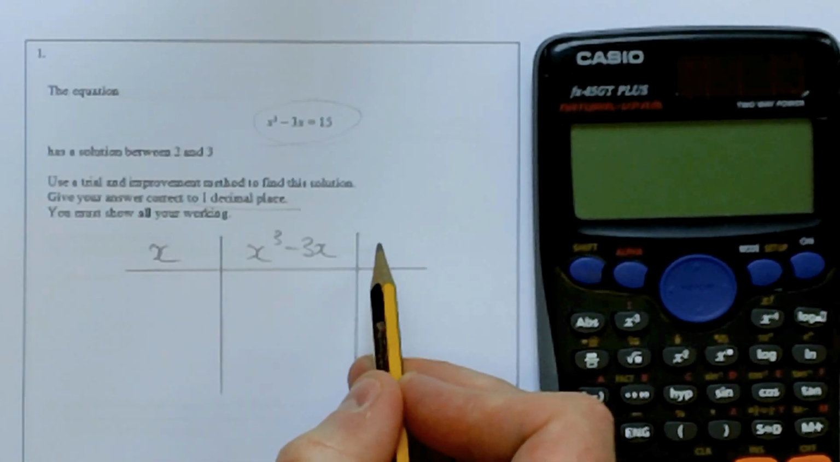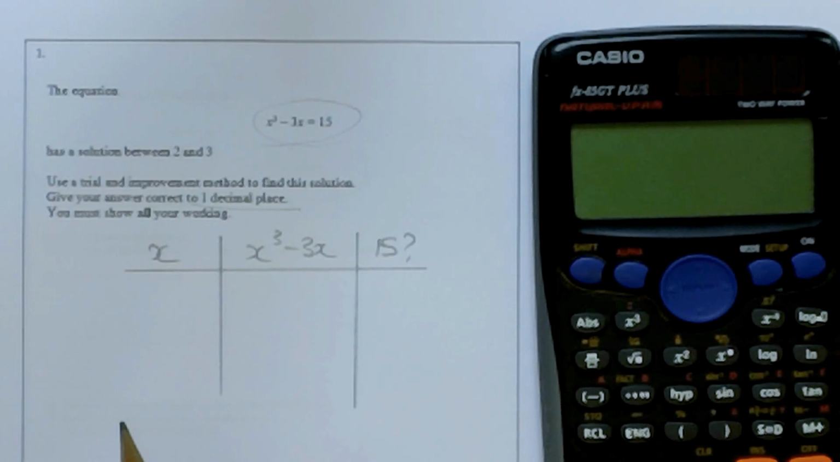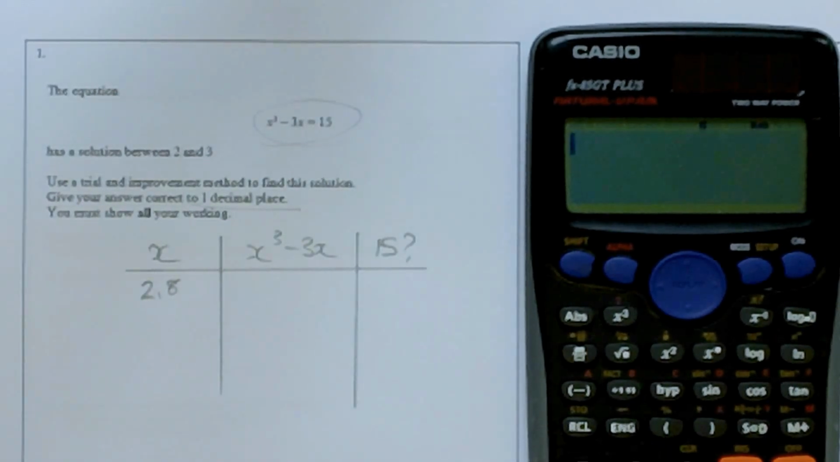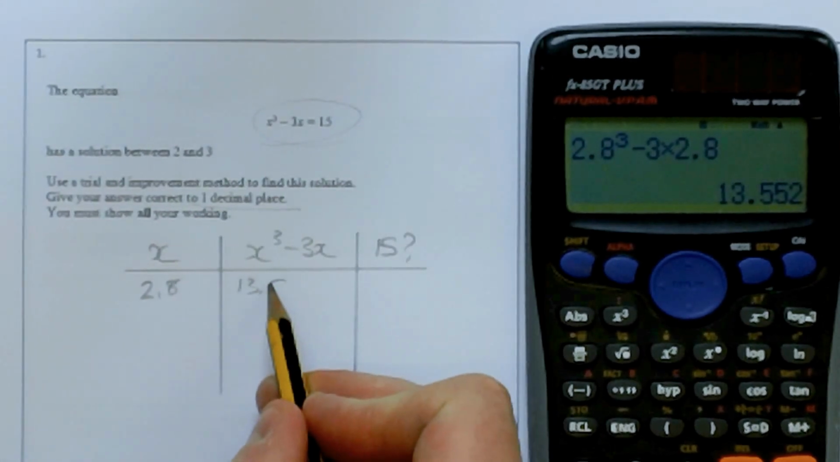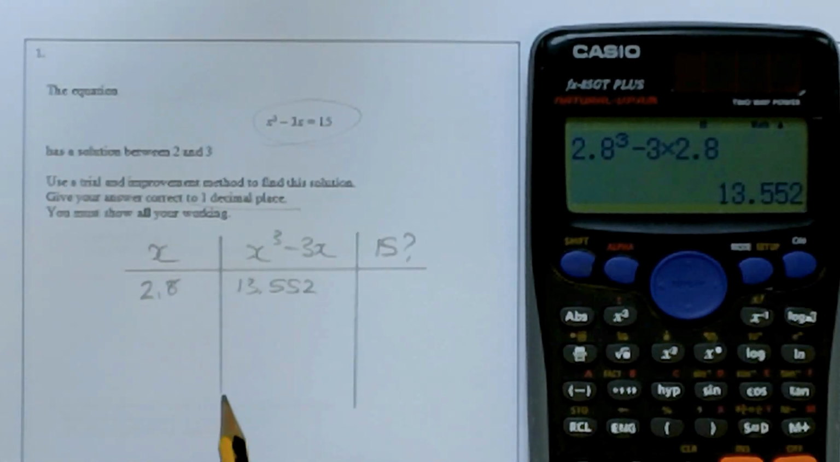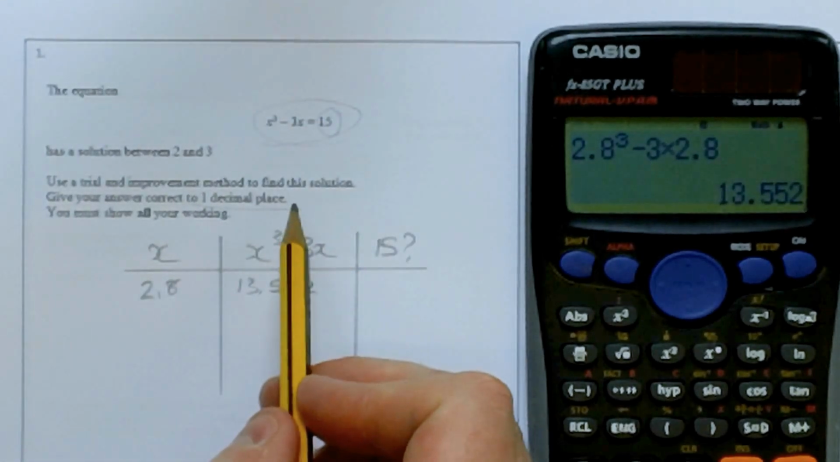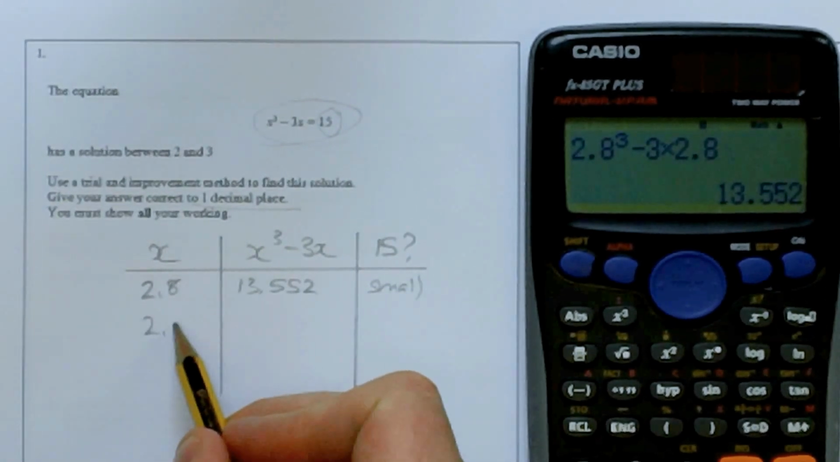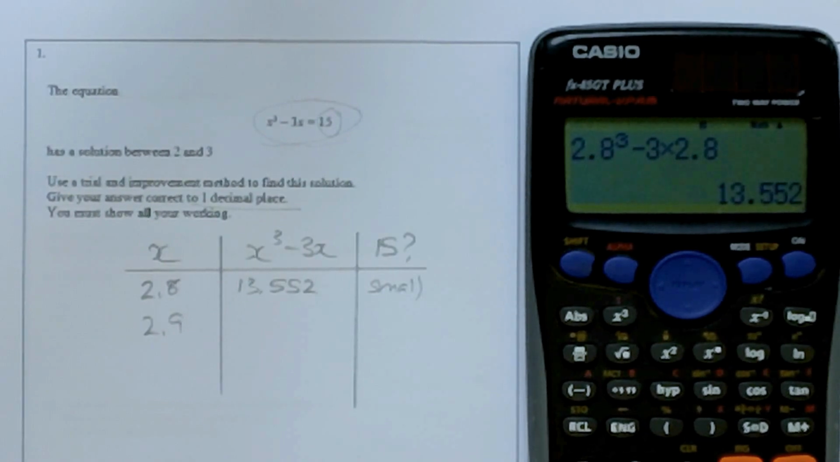Because I'm short of space, I'm going to reduce the number of trial and error attempts that I put in here, but you write all of your attempts in. First one I'm going to try is I'm going to guess at x equals 2.8. Okay, use my calculator. 2.8 cubed, take away 3 lots of 2.8 gives me 13.552. Write down all the decimals on your screen. We're looking for an answer of 15 for our value of x, so this one is too small. 2.8 is too small.